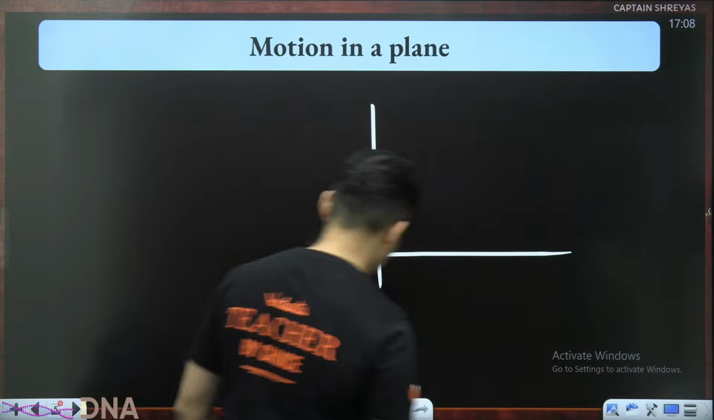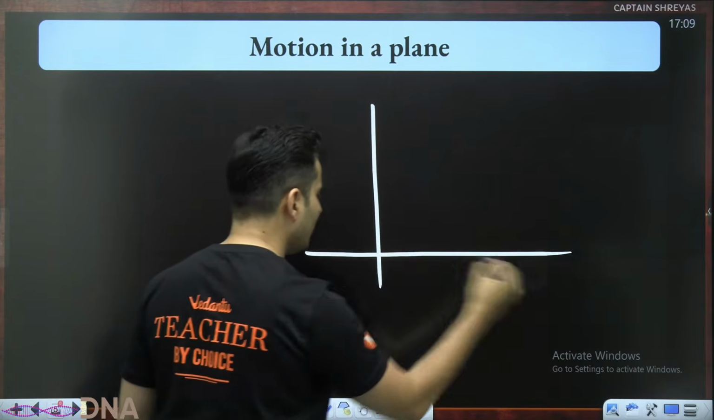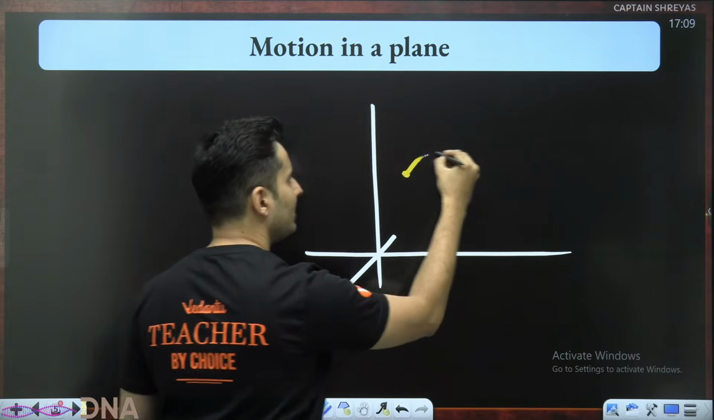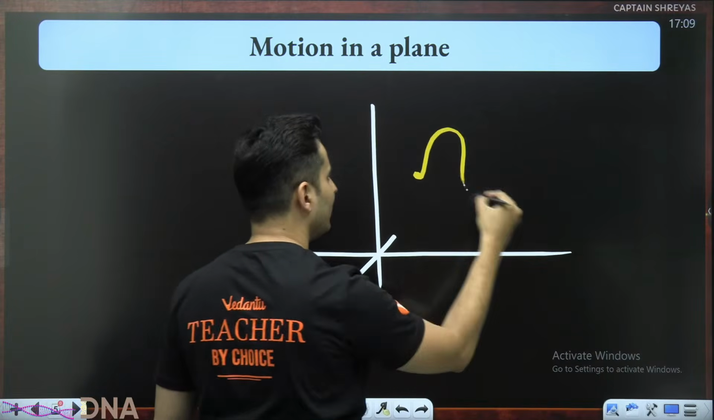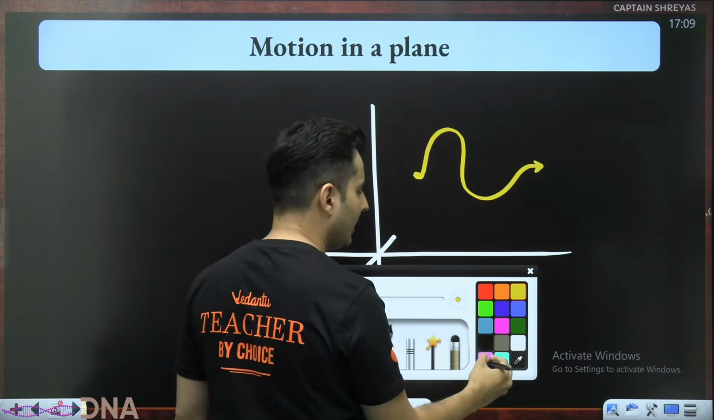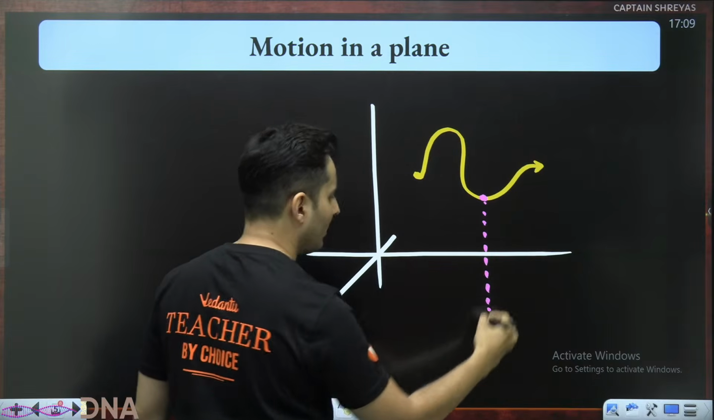Whenever I have a particle which is going in 1D or 2D, it could be even a 3D problem, by the way. Let's say this is a 3D problem. There is a particle which is going like this over here, or it could be going like this over here. Then at any instant, you can do one thing. You can just drop perpendiculars.